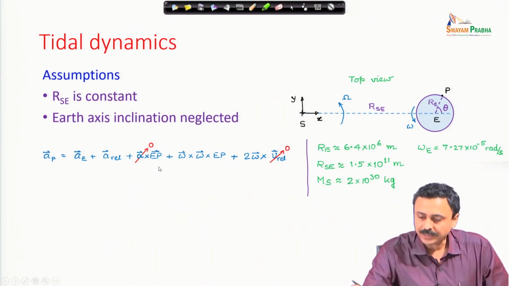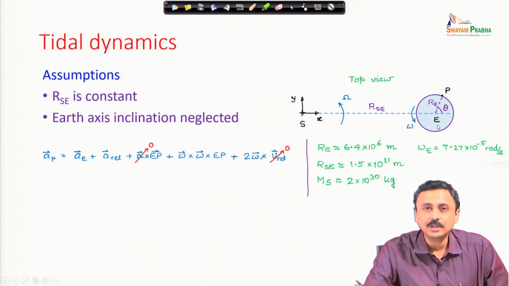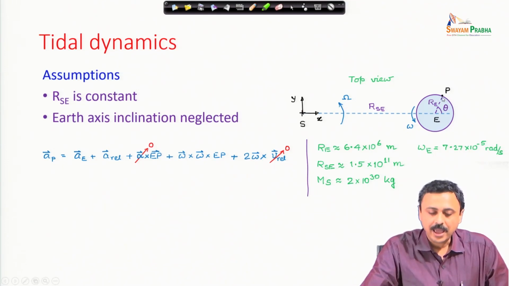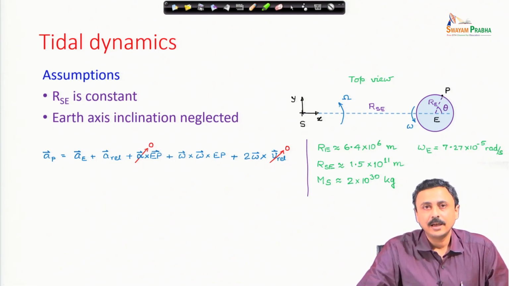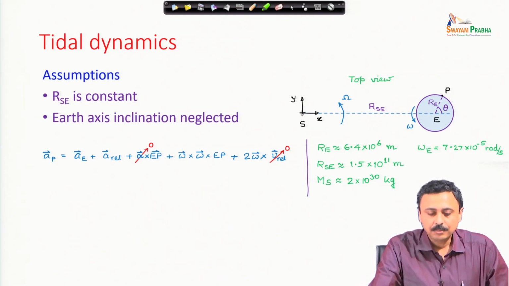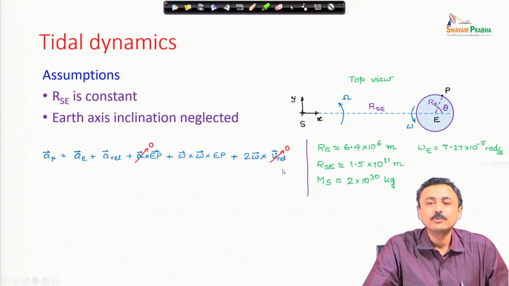What is the EP vector? E is the center of the earth, as you can see from this figure, and P is the location of the particle. Alpha is the acceleration of the spin, which is 0 of course. Earth spin is constant, therefore, alpha is 0 already, plus omega cross omega cross EP. So, spin of the earth vector cross spin of the earth cross EP plus 2 omega cross VREL.